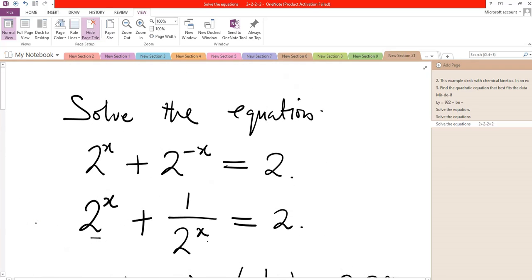Now let's check it. If you put 0 here, and put 0 here, minus 0 is the same as 0. So you have 2 raised to power 0 plus 2 raised to power 0. So you have 1 plus 1, which is 2. So that is correct.